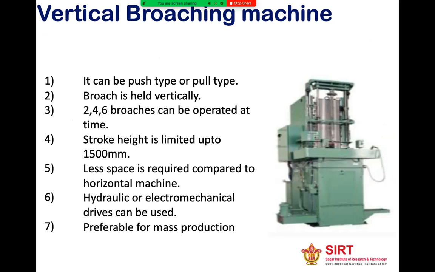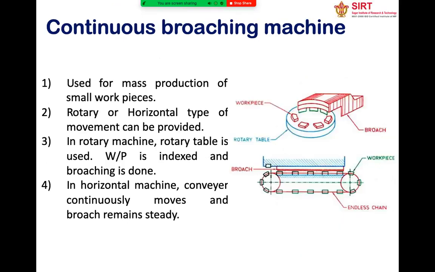So in a vertical machine, it may be a push type or pull type. The name suggests that the broach is held vertically, and it can be operated hydraulically, or an electromechanical drive can be used to operate this machine. And it is used generally for mass production.